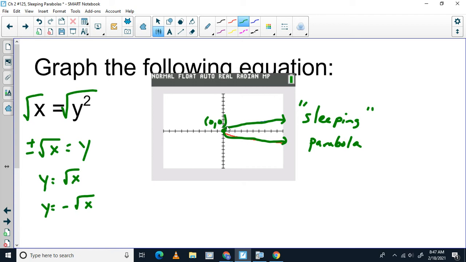And what we're going to look at is, well, how could I make adjustments to the sleeping parabola like I did when we had our regular parabolas? You know, things like how do we shift it left and right? How do we move it up and down? Can I stretch it or compress it? Instead of making it open to the right, how could I maybe make it open to the left? So we're going to see what's going to happen when I try to make some of these changes.